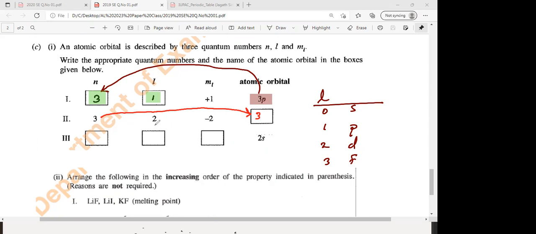And what is L here? 2. L equal to 2 means d. Look here, I put L equal to 2 means d. So it's 3d. 3d, right? It's 3d.